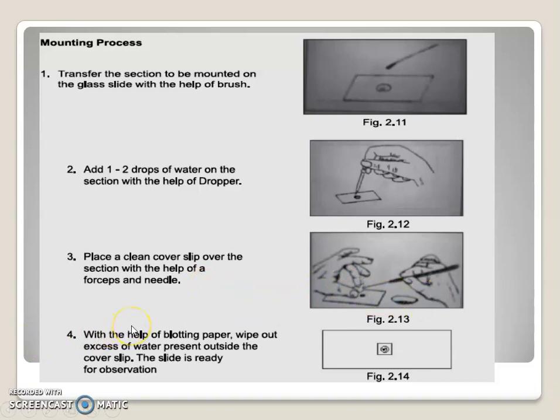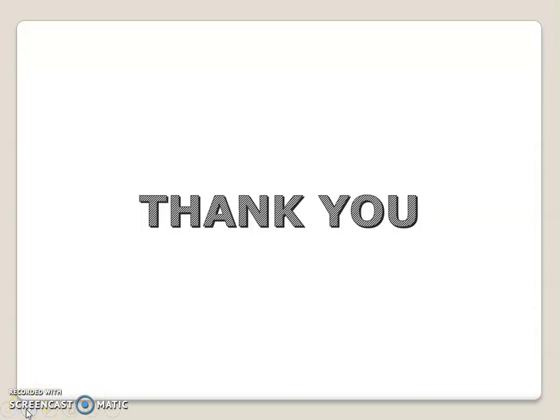Then with the help of blotting paper or filter paper, we have to wipe out the excess water present outside the cover slip. This is very important. You need to wipe it out so that your slide will be clean and it won't damage the microscope also. So the slide is ready for observation, and you have to keep it under the microscope, focus with the 10x objective and identify the different cells. This is how we can cut the section, stain the section and observe under the microscope.